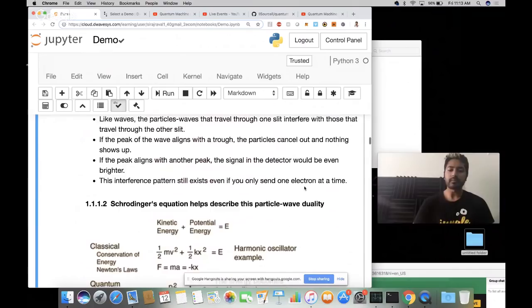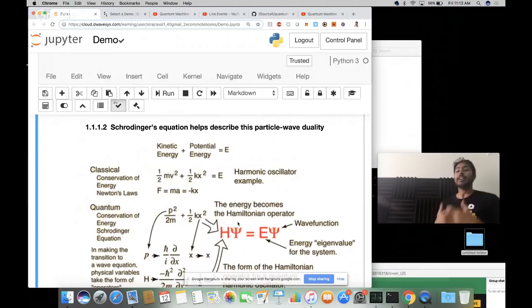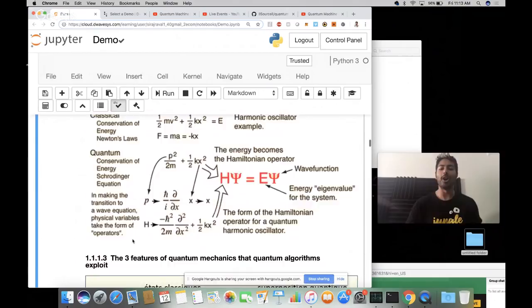Schrodinger's equation helps describe this particle-wave duality. And in the red, that is Schrodinger's equation. And it's actually based off of a lot of different theories in physics. How do we compute kinetic energy, potential energy, conservation of energy? So there's actually a lot of theory behind it. And we're not going to describe that right now. But just so you know, things behave differently at the quantum level.